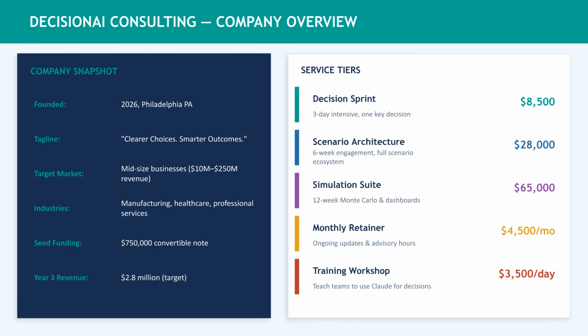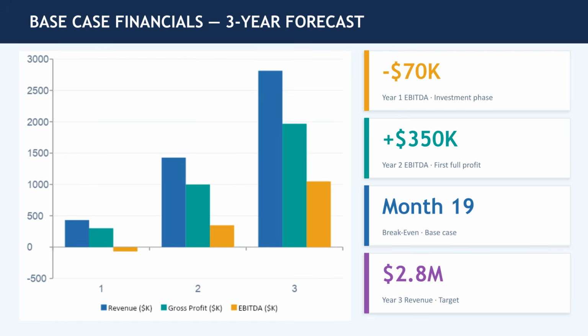Decision AI Consulting offers a service ladder from an $8,500 decision sprint to a $65,000 simulation suite. Our goal is the $4,500 monthly retainer for predictable revenue. The base case forecast shows a $70,000 loss in year 1, a $350,000 profit in year 2, and break even at month 19. The question is, what happens if reality is worse than expected?